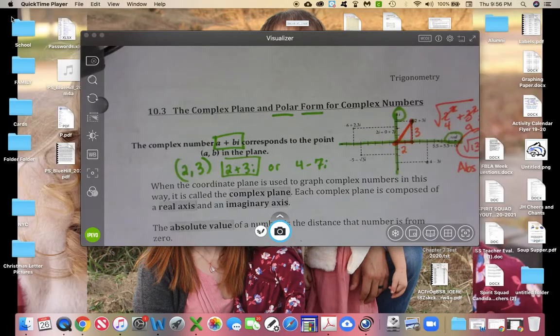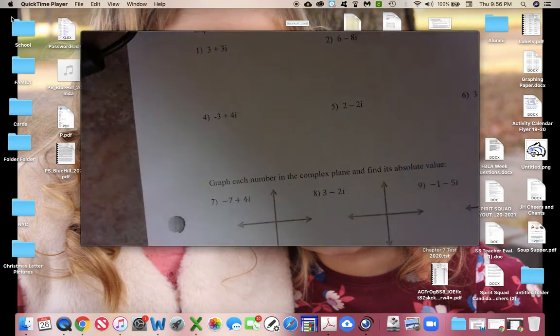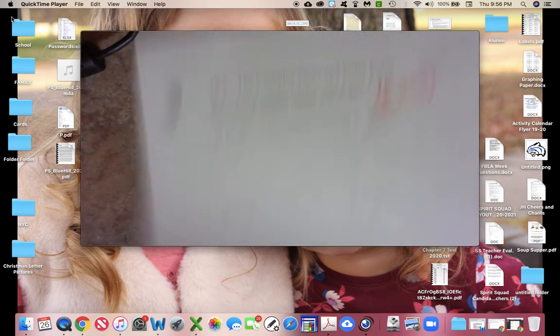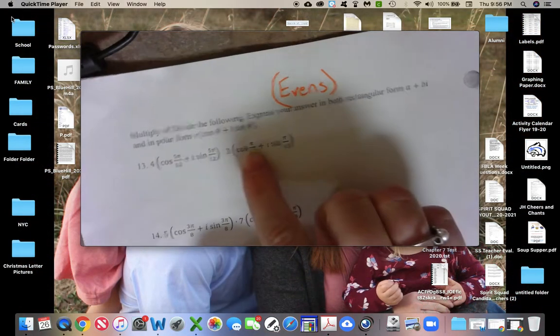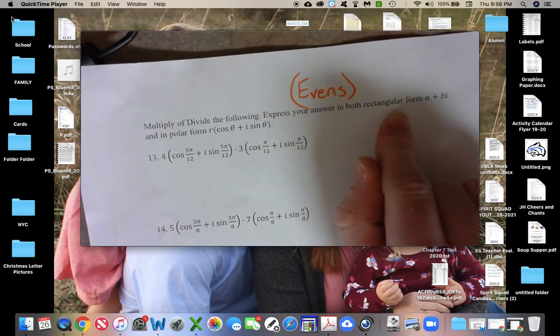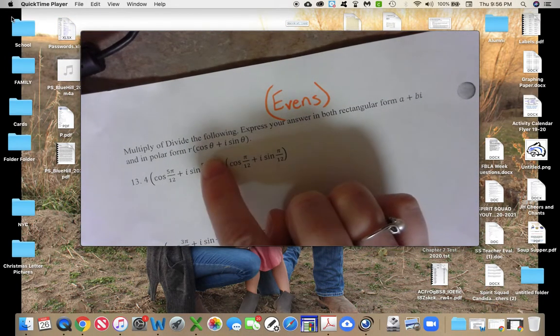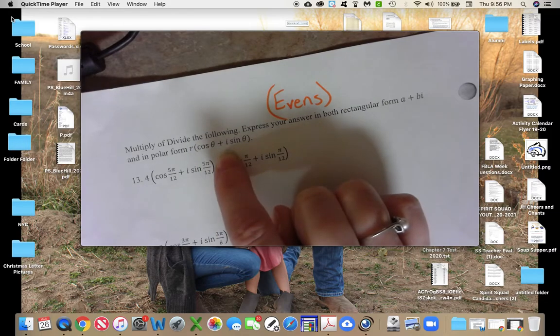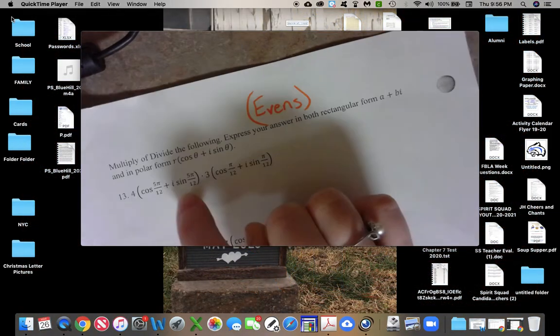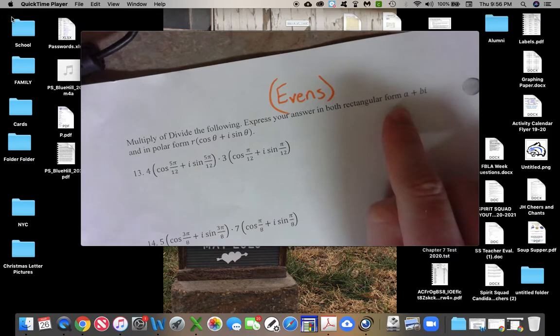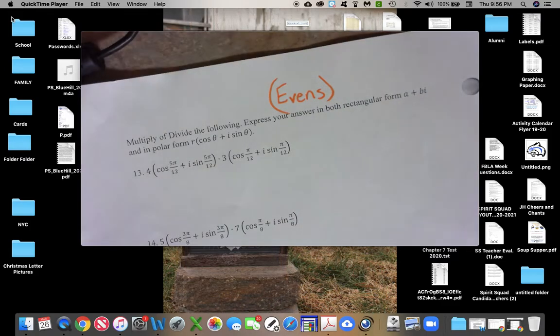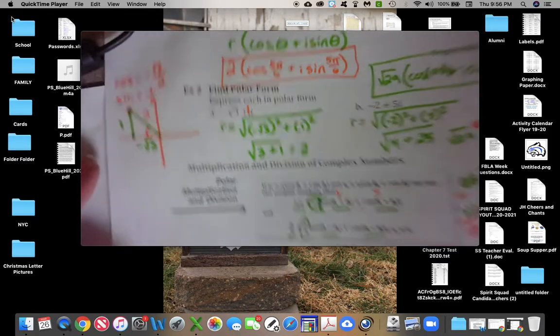This is over 10.3. I had a couple people ask, on the back side of your homework sheet it says to express your answer in both rectangular form and in polar form. I think on the notes I only showed you how to write it in polar form, and that's all that we did. So I'm going to go through rectangular form and show you what that would look like.